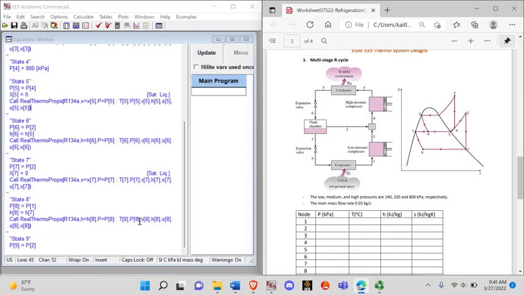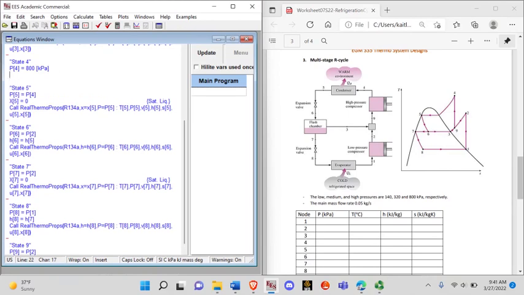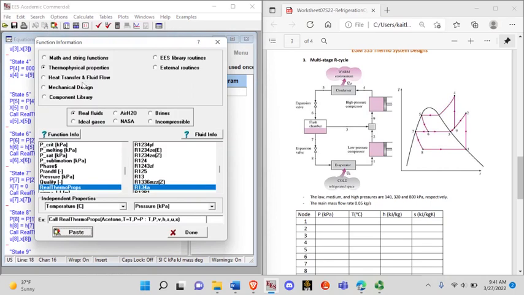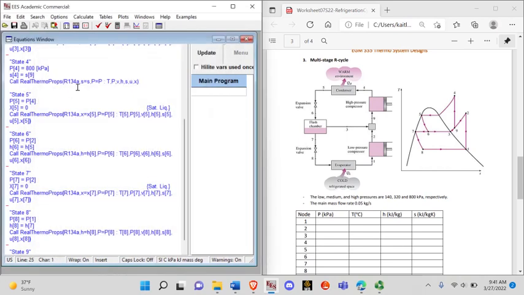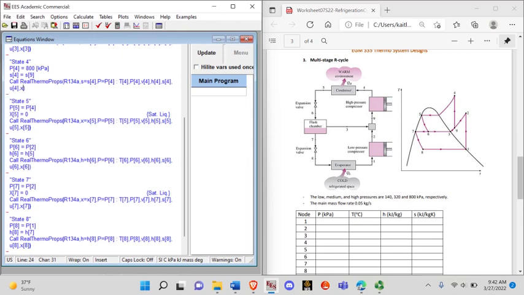Okay, so we know that the entropy at state 4 equals entropy at state 9. We don't know entropy at state 9 yet, but we're just going to fill it in like we already know. So we have pressure, entropy. This is, and this is because it's an isentropic compressor.